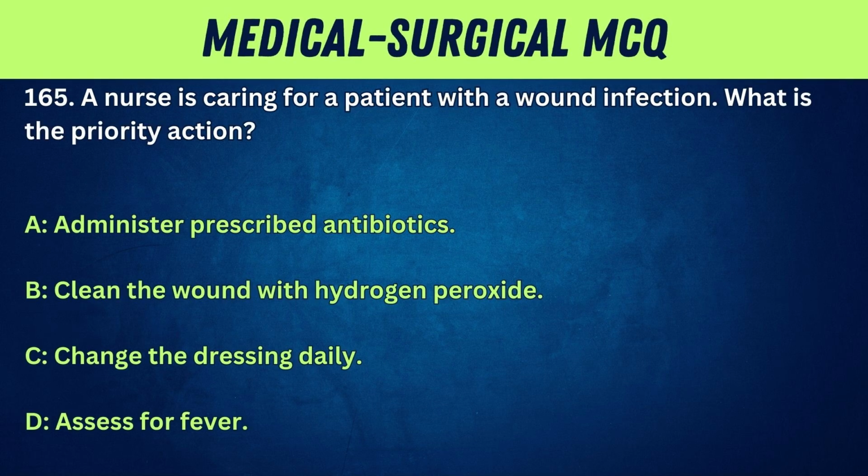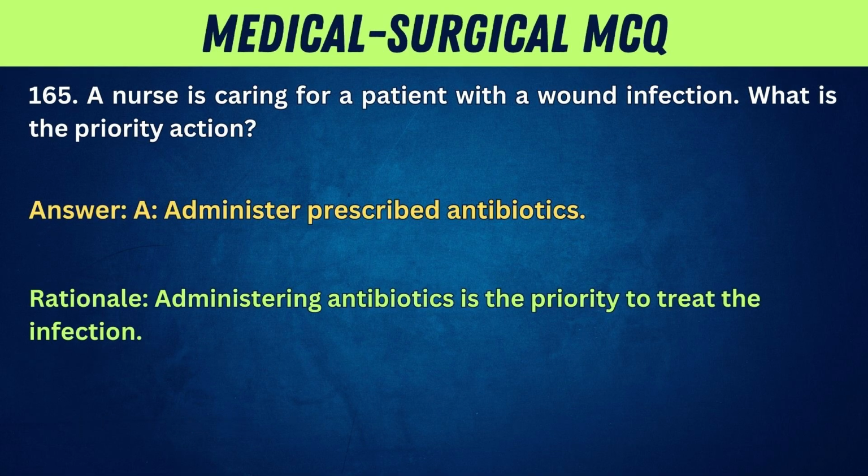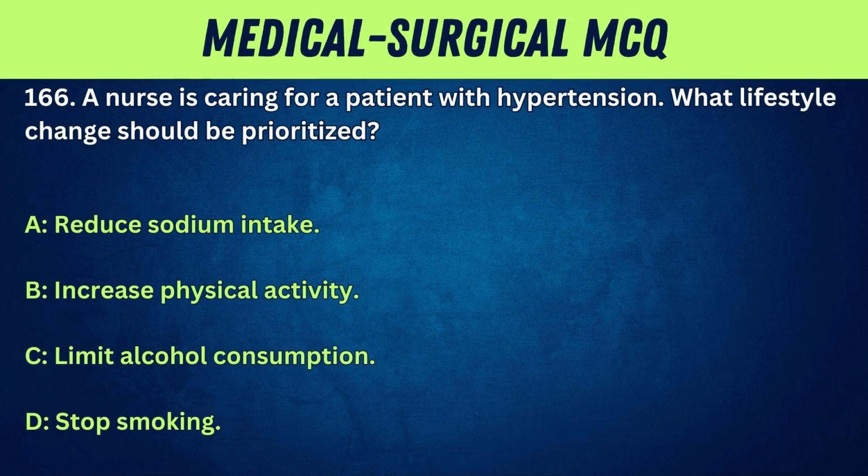165. A nurse is caring for a patient with a wound infection. What is the priority action? A. Administer prescribed antibiotics. B. Clean the wound with hydrogen peroxide. C. Change the dressing daily. D. Assess for fever. Answer: A. Administer prescribed antibiotics. Rationale: administering antibiotics is the priority to treat the infection.